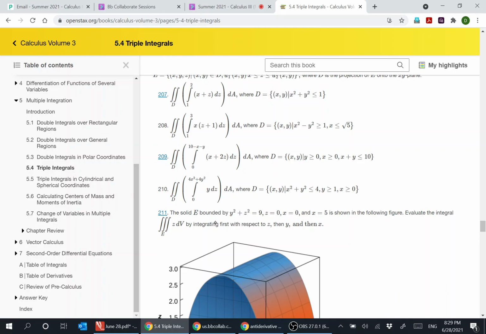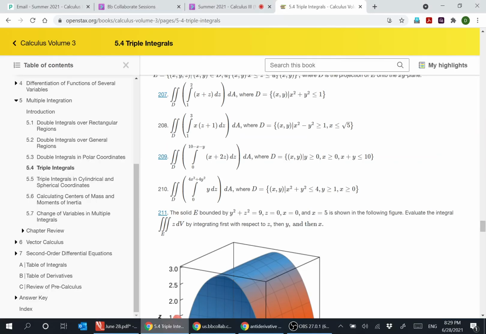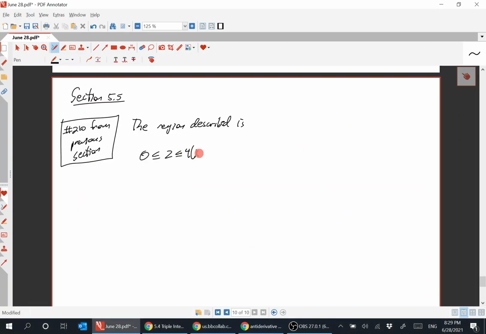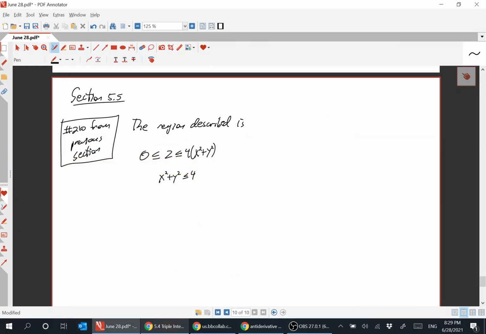So let's write the whole region. In number 210, the region described is 0 less than or equal to z less than or equal to 4x squared plus y squared. And then for x and y, you've got x squared plus y squared less than or equal to 4, so that's within the circle of radius 2, y bigger than 1, x bigger than 0.